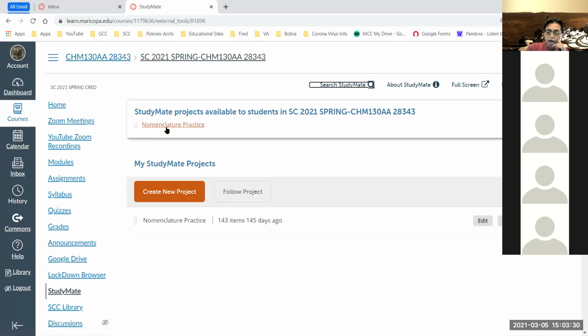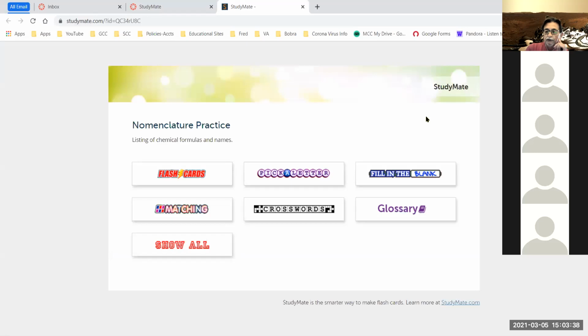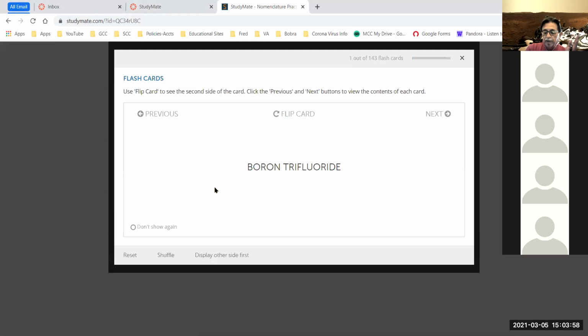Now up here is a nomenclature practice setup. There's 143, I mentioned this before. There's 143 formulas and names. What works good is the flashcard and matching. The other ones kind of work okay because unfortunately the study mate doesn't recognize parentheses, but flashcards are good. So you click a flashcard, there's 143 compounds and formulas here.